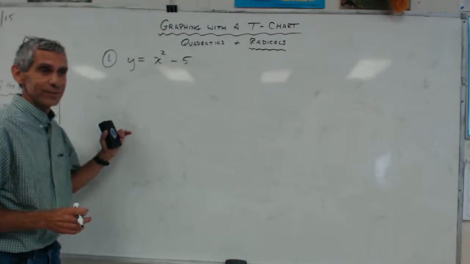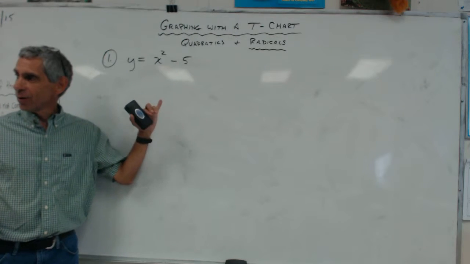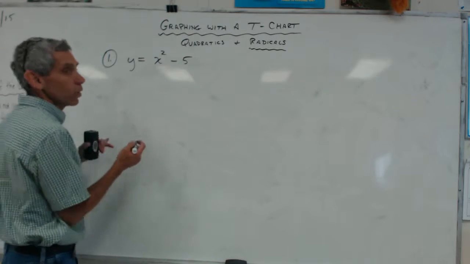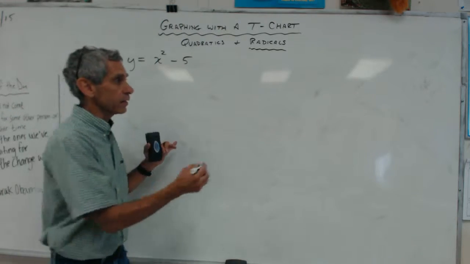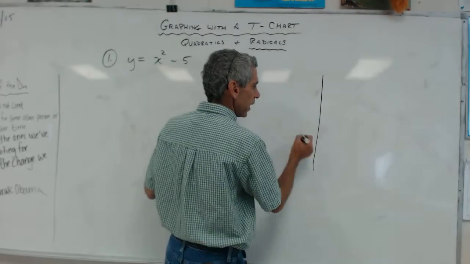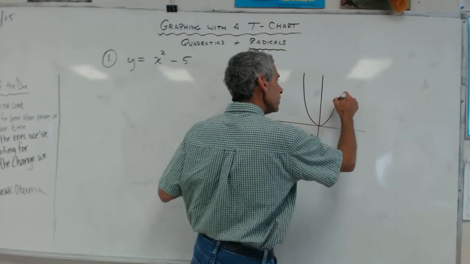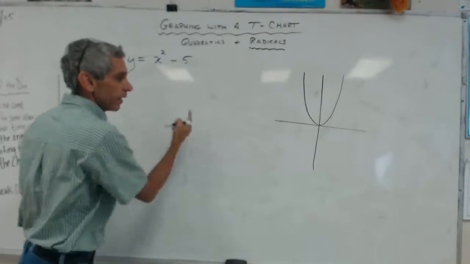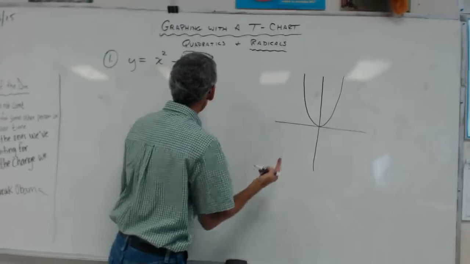On the homework it says y is equal to x squared minus 4. Okay, so we're going to use a t-chart. Now, when you're using quadratics, remember what a parabola looks like. It's because it goes squared that it bounces back up again. You'll see what I mean.